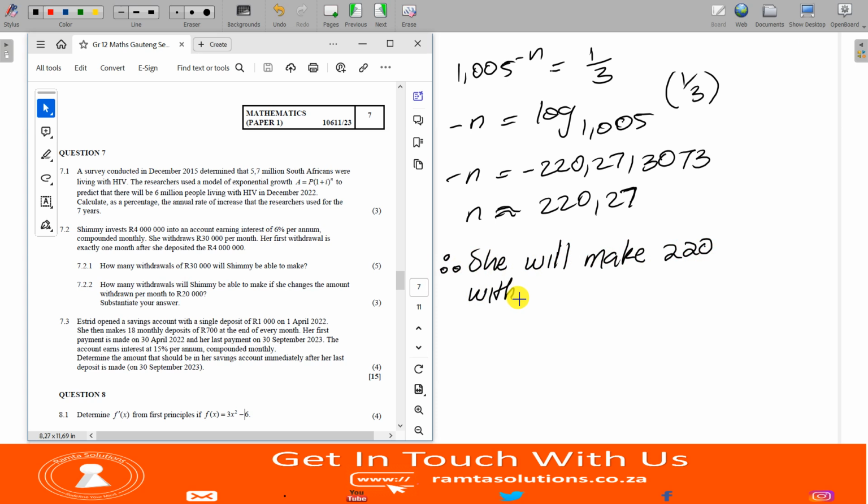Okay, she will make 220 withdrawals of 30,000. It's important to highlight withdrawals of 30,000. The question is not asking how many withdrawals she will make, but rather how many withdrawals of 30,000 she will make. So withdrawals of exactly 30,000 will be 220. But in total, the withdrawals that she will make will be 221. However, the 221st withdrawal will be less than 30,000. Okay, perfect.